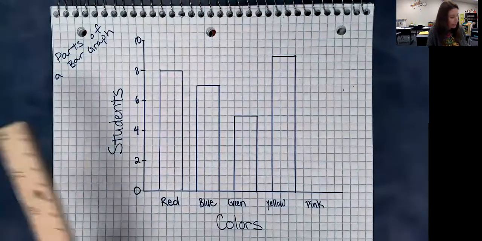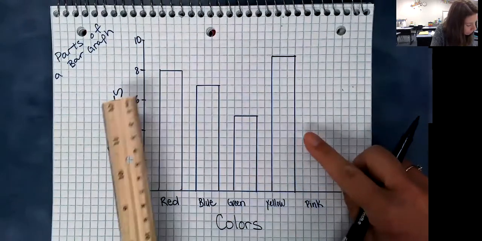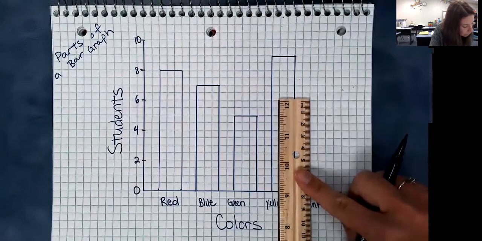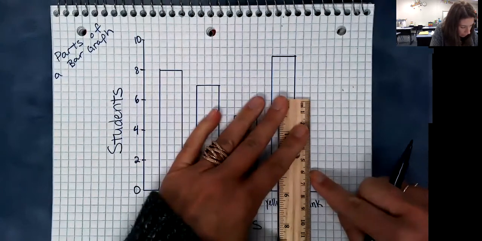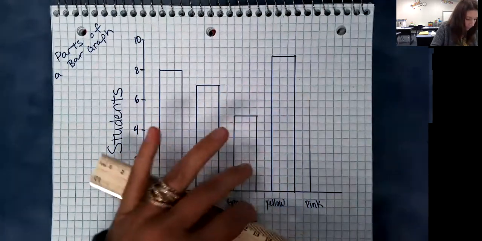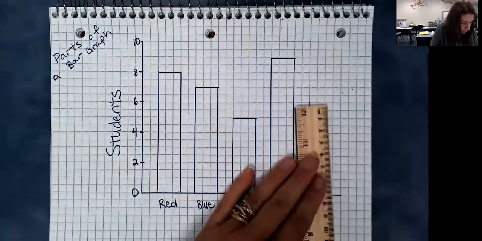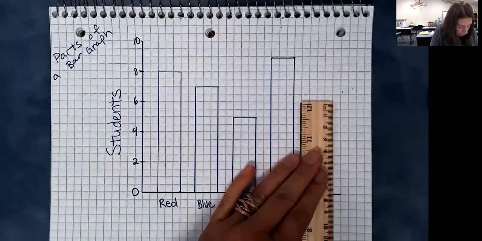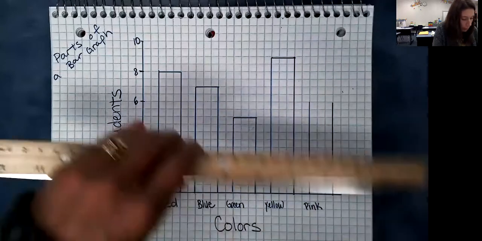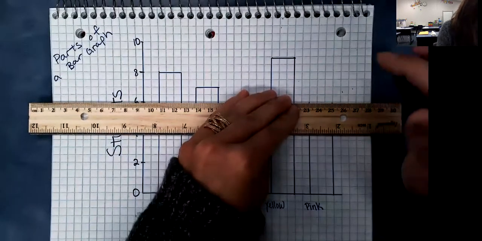All right, now pink. Pink had 6 kids that thought it was the best color, okay? So I'm gonna follow 6 over to here where pink is and draw my bar. Okay, you're doing a great job. Remember, if you need to pause and catch up with me, you can.